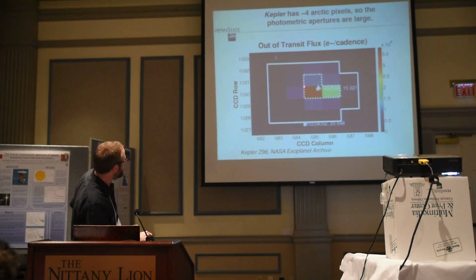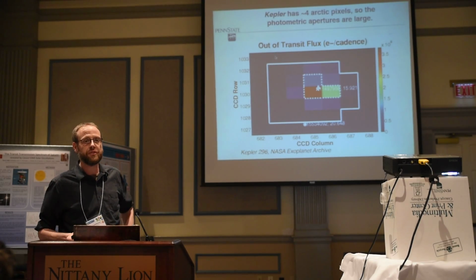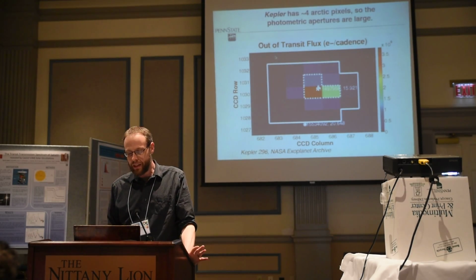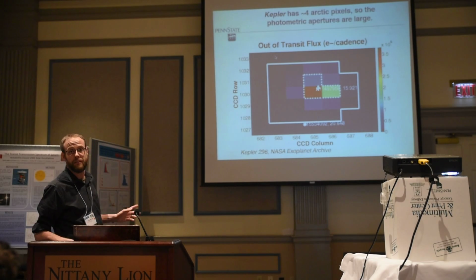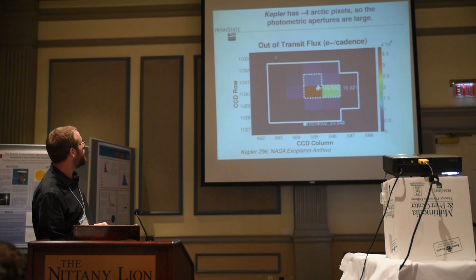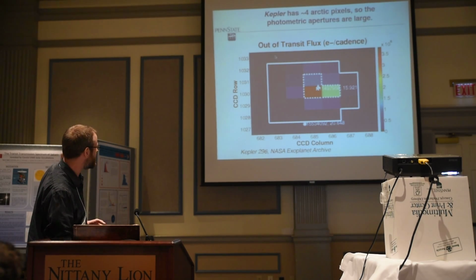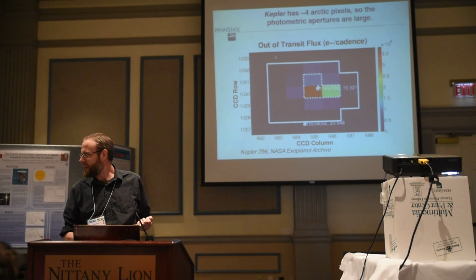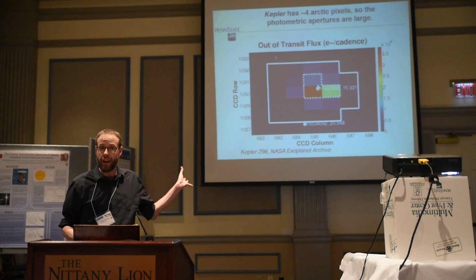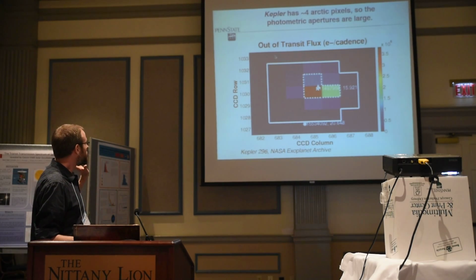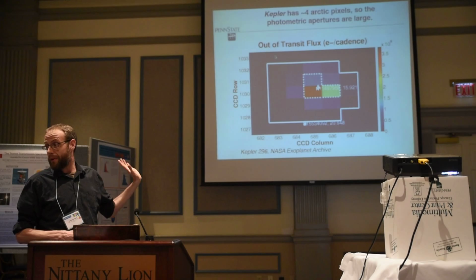Then we have several pixels that make up the photometric aperture that we actually do the photometry with. What this means, so this is actually from a Kepler DB report you can download from the Exoplanet archive. This is an actual system. I think this is Kepler 296, right? It's 296. This is actually a 5-planet system.